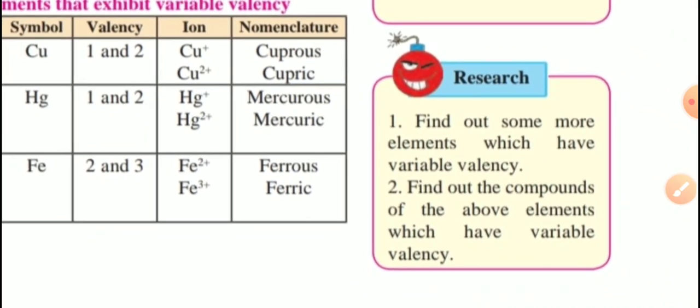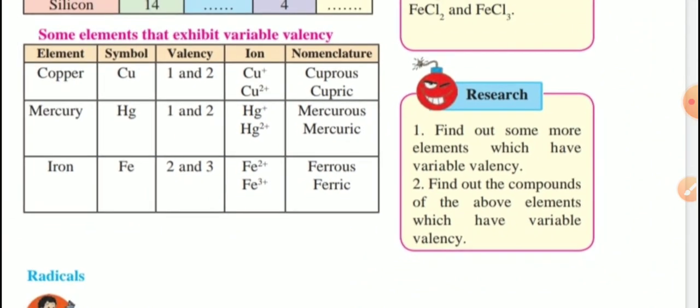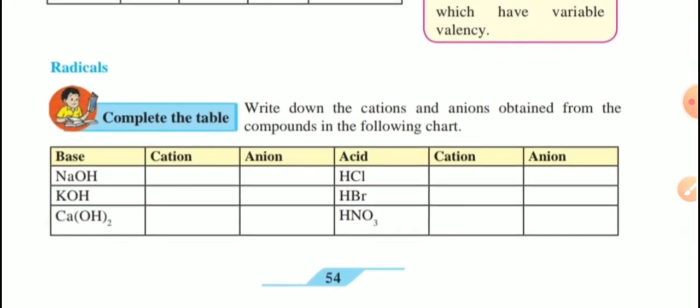Now see, a research work is given here. Find out some more elements which have variable valency, and find out the compounds of the above elements which have variable valency. You try to find out. This is a homework question. Next, radical.